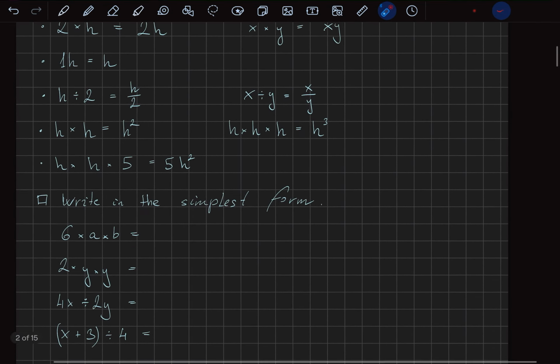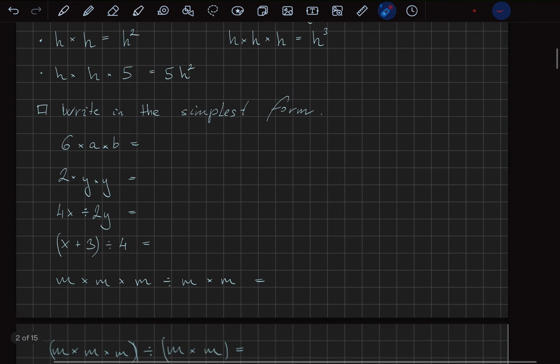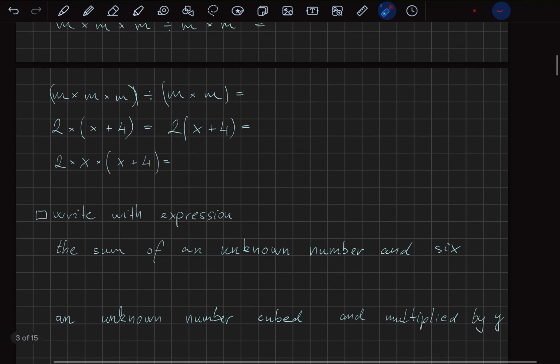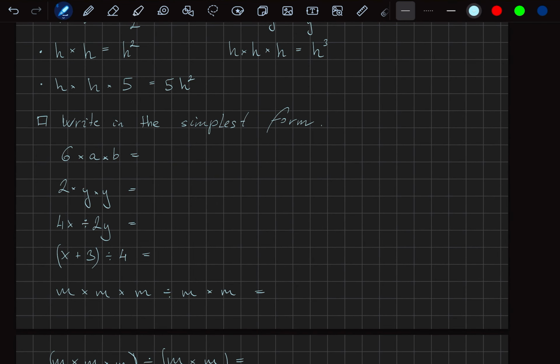Write in the simplest form. Okay, other, some interesting and a little bit harder problems, but it's also not so hard. 6 times a times b, it's 6ab. 2 times y times y, it's 2y squared. 4x divided by 2y, we can simplify. It's 2 times x over y, or 2x over y. It's the same.